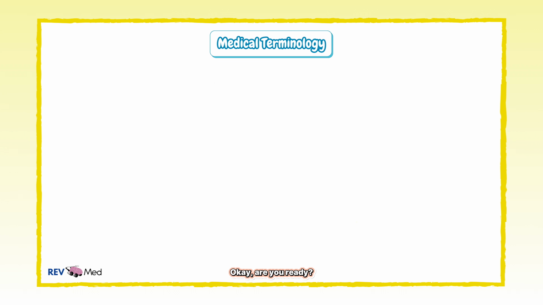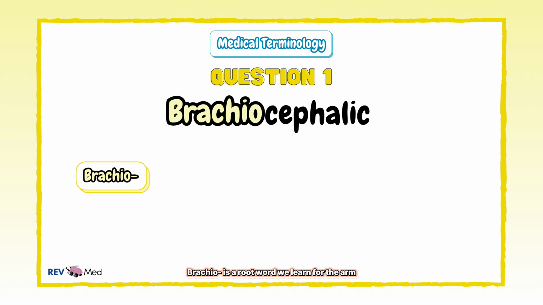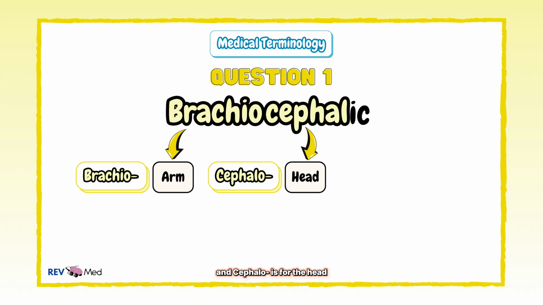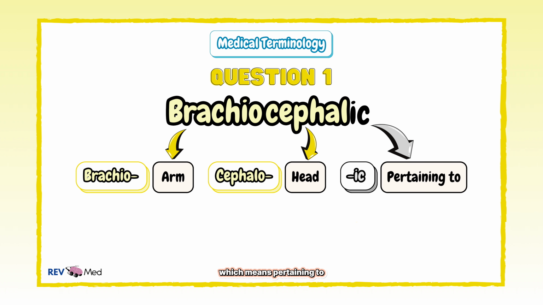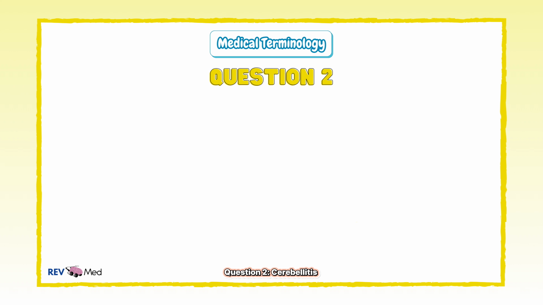Okay, are you ready? Question 1. Brachiocephalic. You have 10 seconds on the clock to answer. Brachio is a root word we learned for the arm, and cephalo is for the head. Ic is a suffix which we will learn in our suffixes lesson, which means pertaining to. So brachiocephalic is pertaining to the arm and the head, such as the brachiocephalic artery, which supplies both the arm and the head.